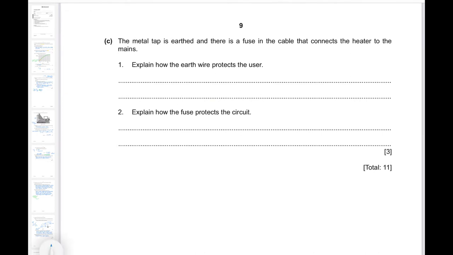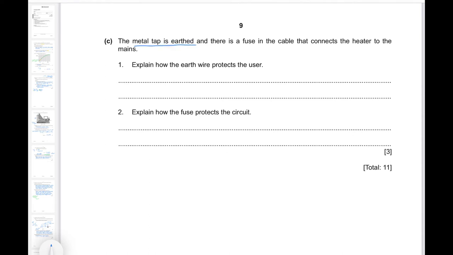See, the metal tap is earthed and there is a fuse in the cable that connects the heater to the mains. One, explain how the earth wire protects the user. So there are going to be three wires, the live wire, the neutral wire, and the earth wire. If the live cable touches the metal tap, the current will flow to the earth and not into the person, so the person would not be electrocuted because of the metal tap being earthed, which is a safety measure.